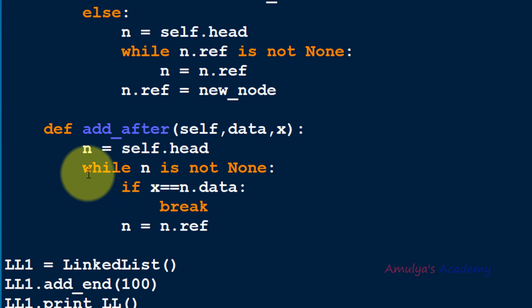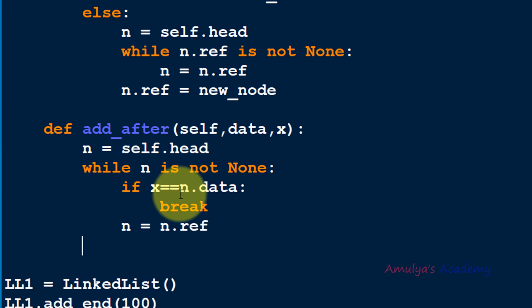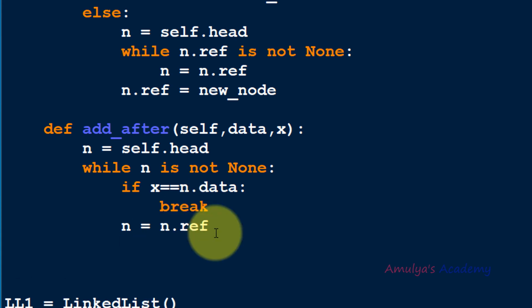So now again it will perform this while n is not None, and it will check whether that is the x value. If it is not, it will go to the next node and check, until it reaches the last node. Here we used a break statement, that's why there is no need to use an else part. If you want, you can take else and n equal to n.reference also. Because we are using break, when this condition becomes true, it will come out of the loop. No need to write the else case.